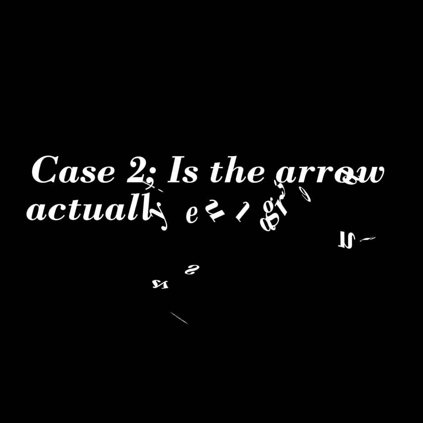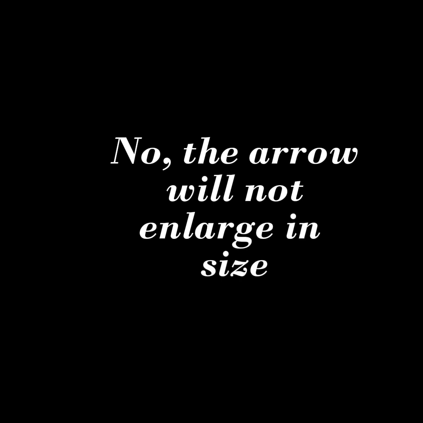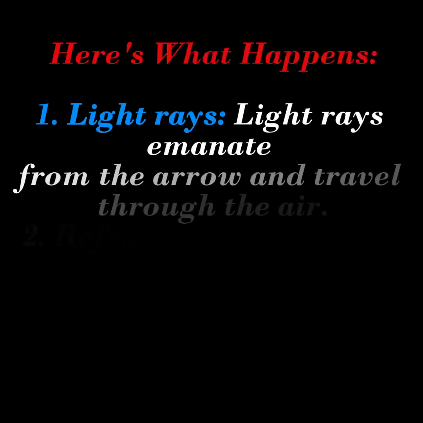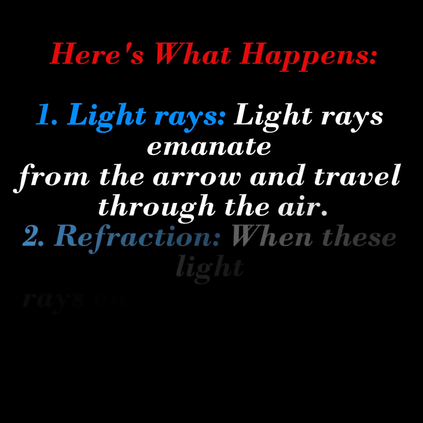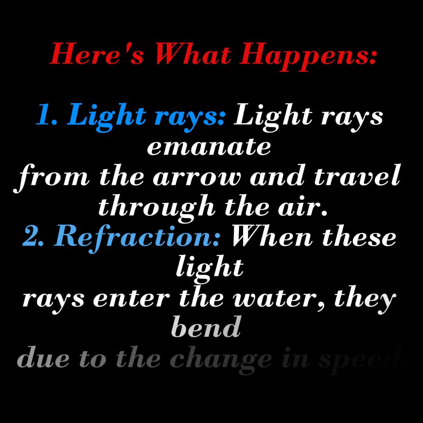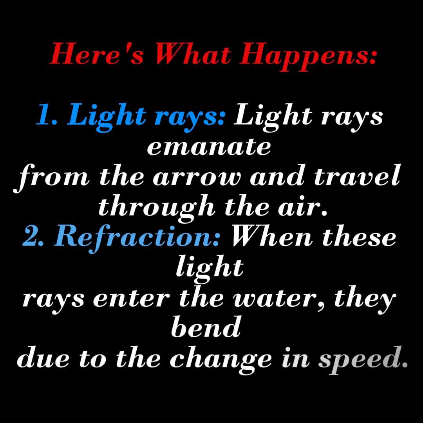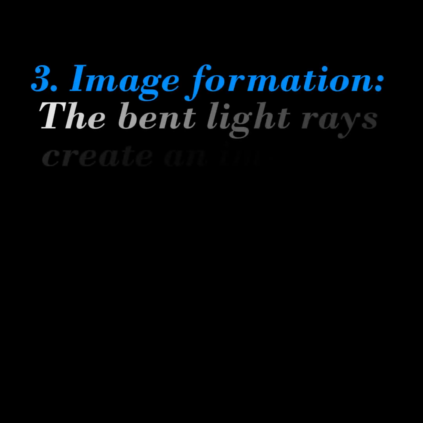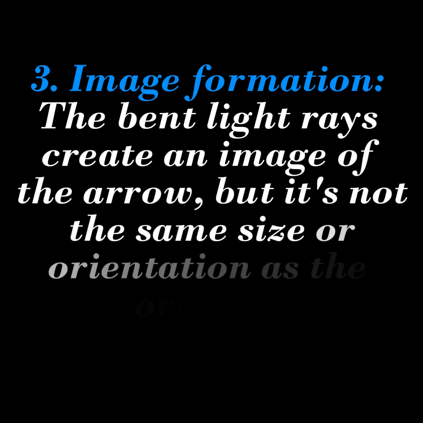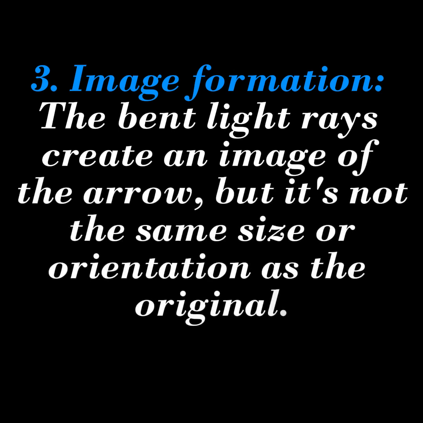Case 2. Is the arrow actually enlarged in size? No, the arrow will not enlarge in size. Here's what happens. 1. Light rays emanate from the arrow and travel through the air. 2. Refraction. When these light rays enter the water, they bend due to the change in speed. 3. Image formation. The bent light rays create an image of the arrow, but it's not the same size or orientation as the original.